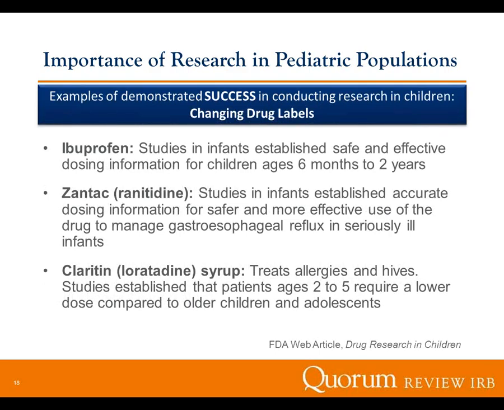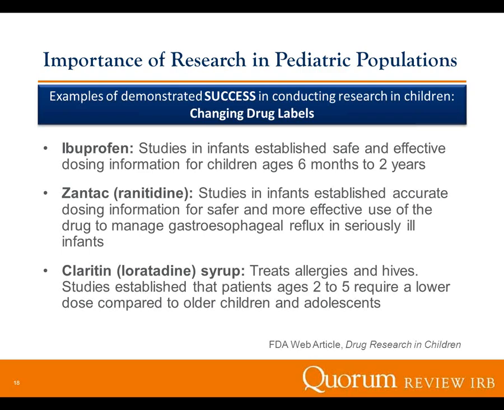In terms of a few examples of success in conducting research in pediatric populations, and specifically success in changing the labels of products approved for adults but now evaluated for use in children, so there's going to be new dosing information or new administration information. One example is ibuprofen. I think everyone's very familiar with this drug. Here, studies in infants established safe and effective dosing information for children ages 6 months to 2 years. So ibuprofen has always been used to control fevers in infants, but after research in infants, parents and doctors could be more comfortable about what the dosing should be for this young population.